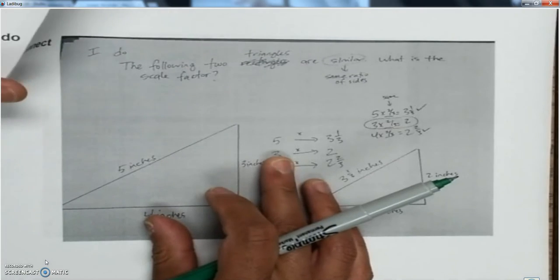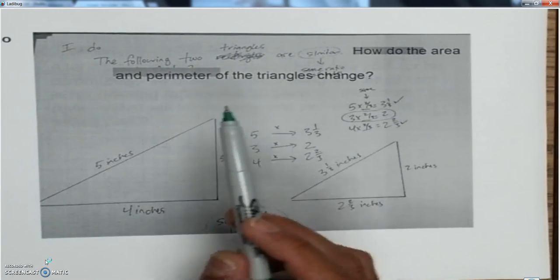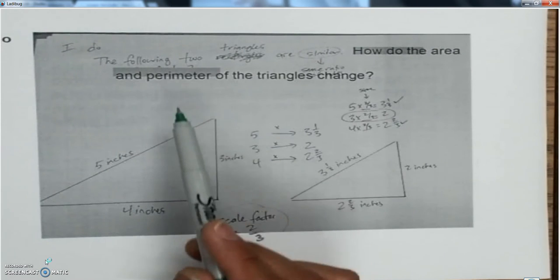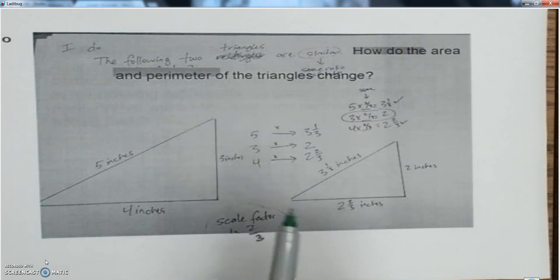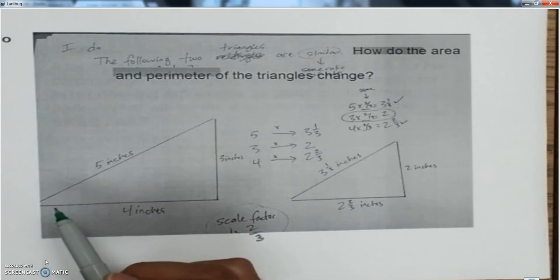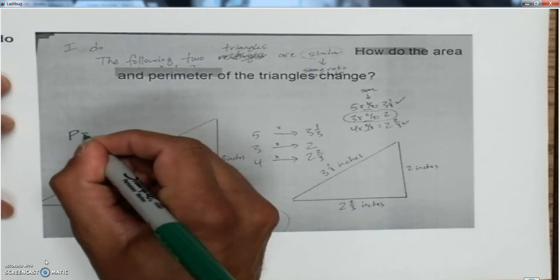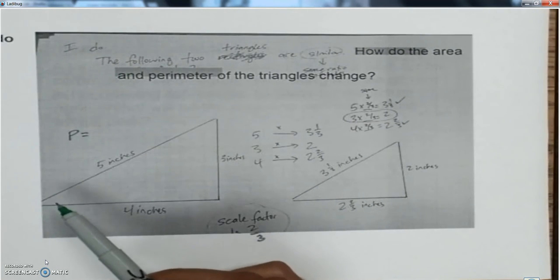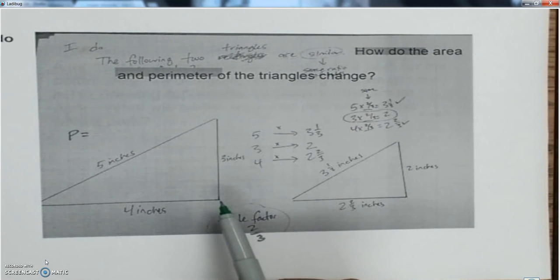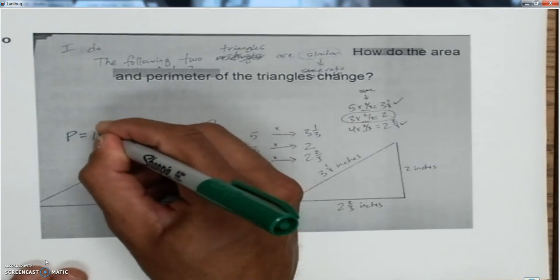And so what I want to talk about today is, when you do that, how do the area and the perimeter of the triangles change when you scale something up or down? So, if I look at the big triangle here, the perimeter is the distance around it. Add the sides up, so 5 inches plus 3 inches is 8 inches, plus 4 inches is 12 inches.